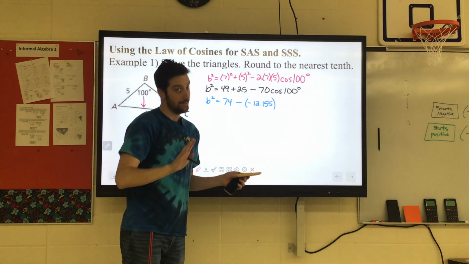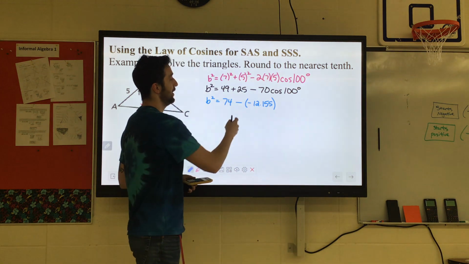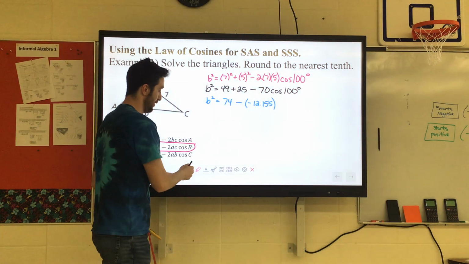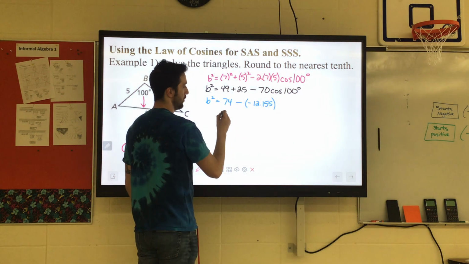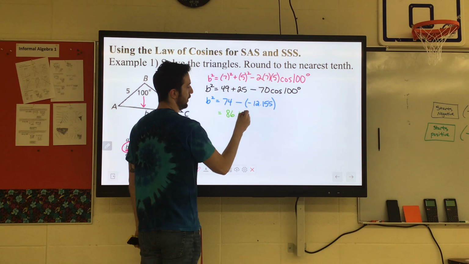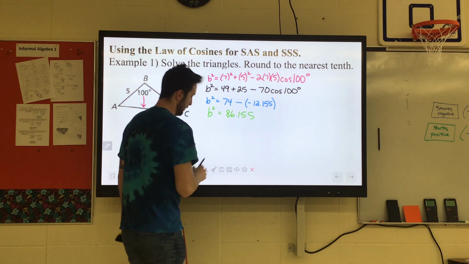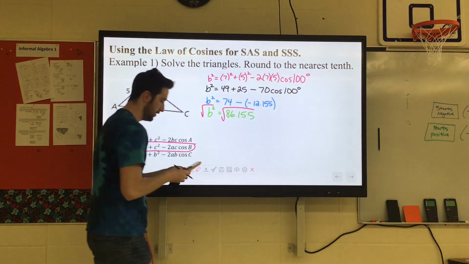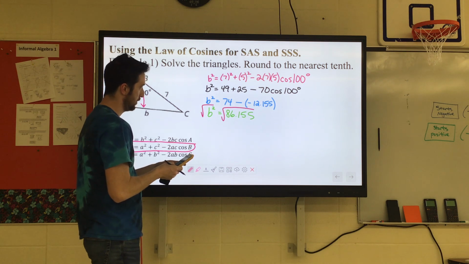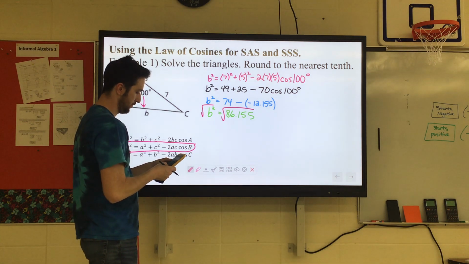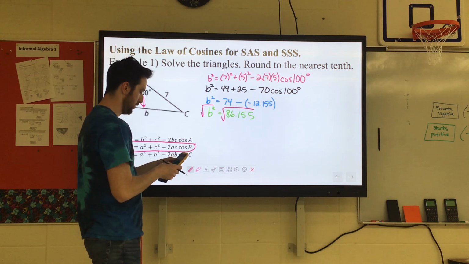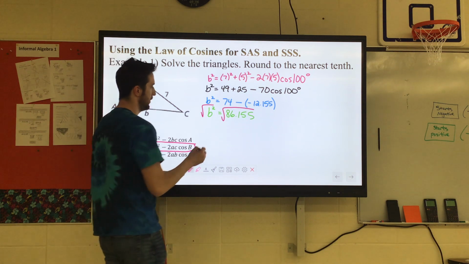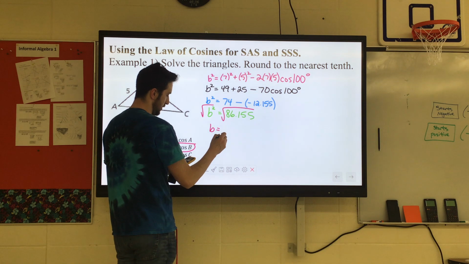Again, your calculator would just do all this ordinarily, which is why I like it, because now I have to remember minus negative is really the same as plus positive. So it's really 74 plus 12 point whatever, which is 86.155. And that's b squared. But we just want side length b, so we have to square root both sides. The square root of that is 9.2819999. So b equals, rounding to the nearest tenth, 9.3.